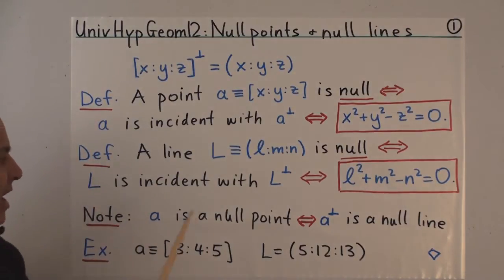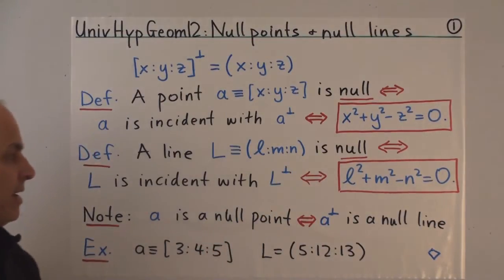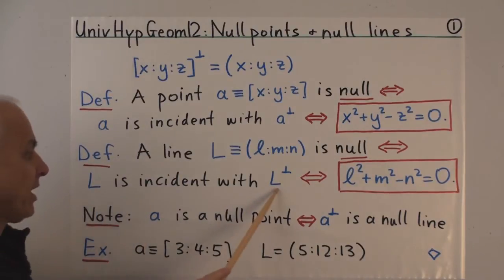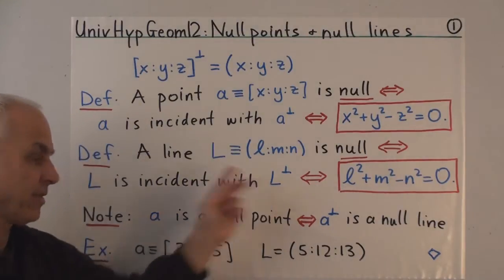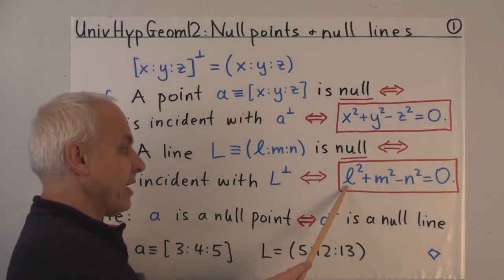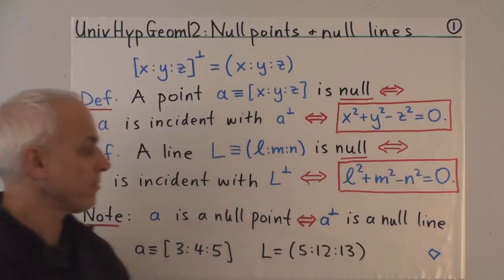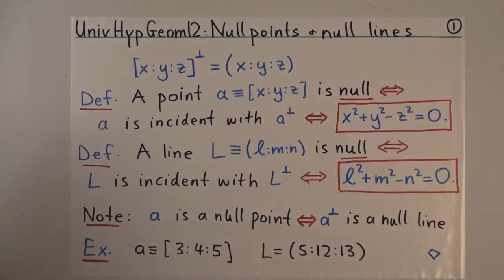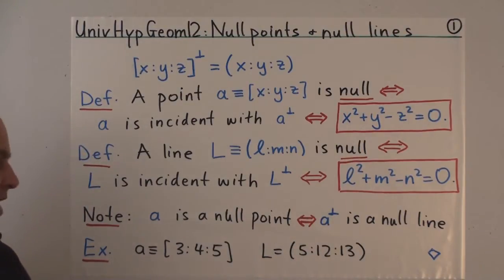And dually, a line L, say l to m to n, is a null line precisely when L is incident with its dual point. In other words, when L passes through the dual point. And that occurs exactly in the same way, precisely when l squared plus m squared minus n squared equals 0. Now it's obvious, let's just point it out, that if A is a null point, then its dual, A perp, is a null line, and conversely.